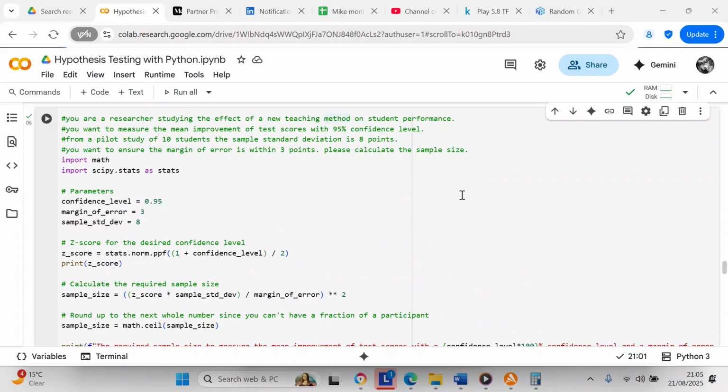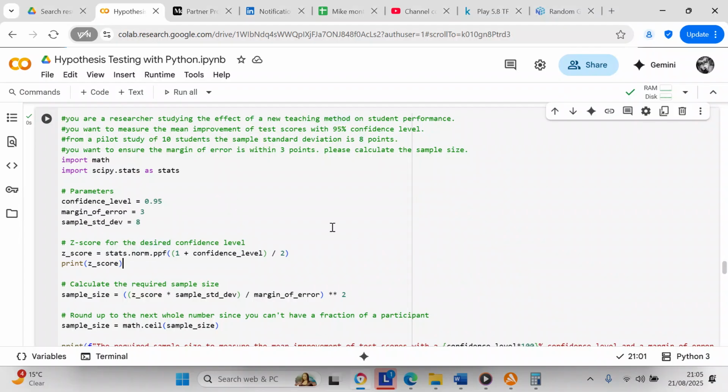The next thing you're going to do is import scipy.stats as stats. Scipy is Python's scientific library, and stats is a statistical module within scipy. After we have imported our two libraries, we're going to define our parameters. The confidence level is 0.95. The margin of error is 3. The sample standard deviation is 8.